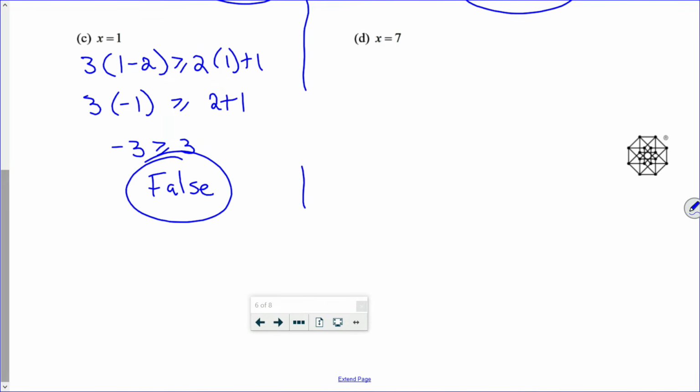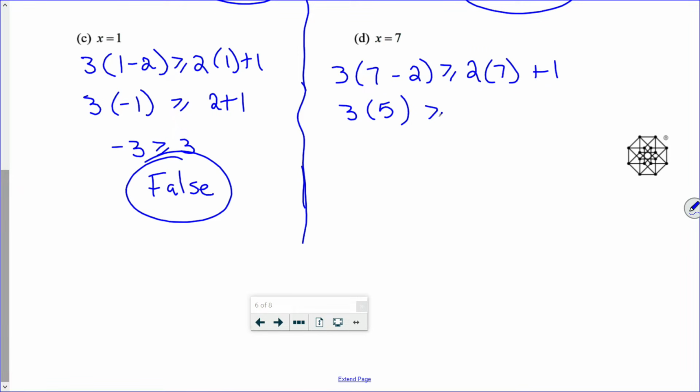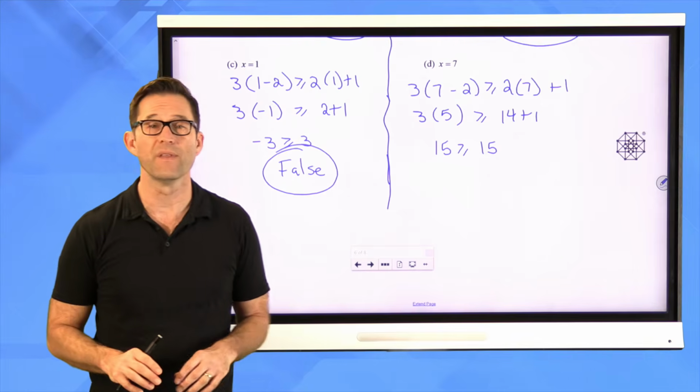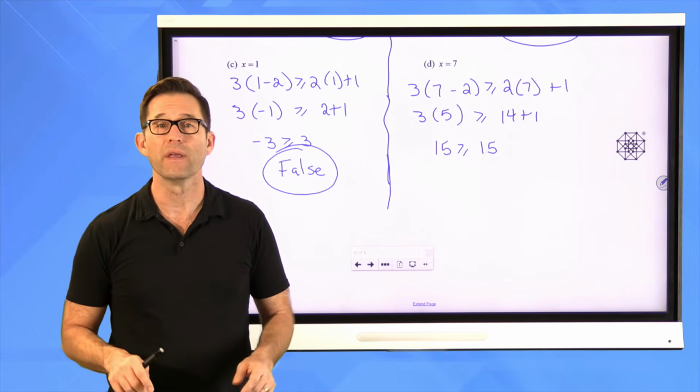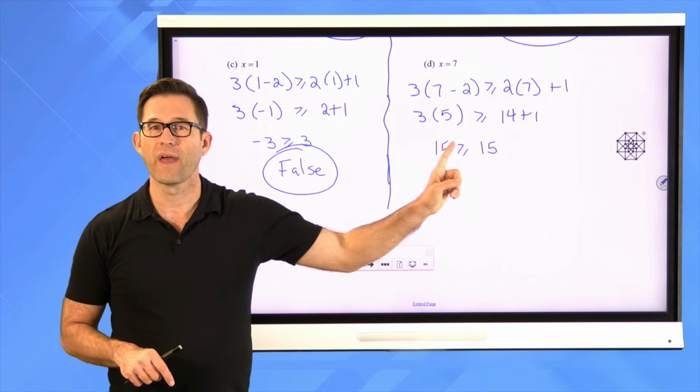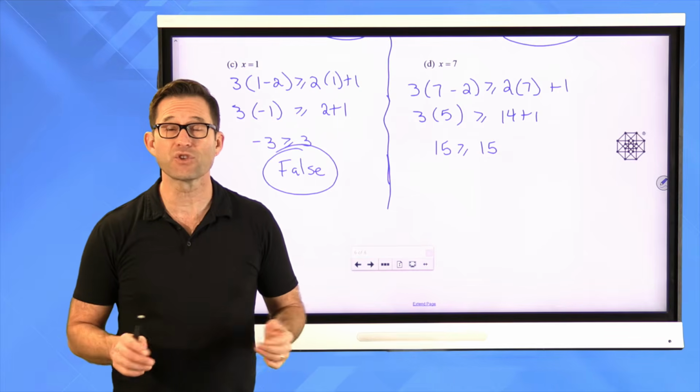And let's go ahead and do x equals 7 right away. We'll have 3 times 7 minus 2 is greater than or equal to 2 times 7 plus 1. That's 3 times 5 is greater than or equal to 14 plus 1. 15 is greater than or equal to 15. All right, let's talk about this for a moment. Again, it's absolutely critical. If I just had 15 is greater than 15, the answer would be false. No number is greater than or less than itself. But 15 is greater than or equal to 15, that's true, right?